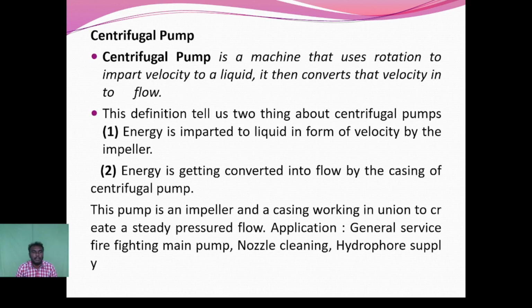Next, the centrifugal pump. The centrifugal pump is a machine that uses rotation to impart a velocity to the fluid. It then converts that velocity into flow. The definition tells us two things about the centrifugal pump. First, energy is imparted to the liquid in the form of velocity by the impeller. The second thing is energy is converted into flow by the casing of the centrifugal pump. The impeller and casing work in union to create a steady pressurized flow. The applications are general service, firefighting, main pump, nozzle cleaning, hydrophore supply.